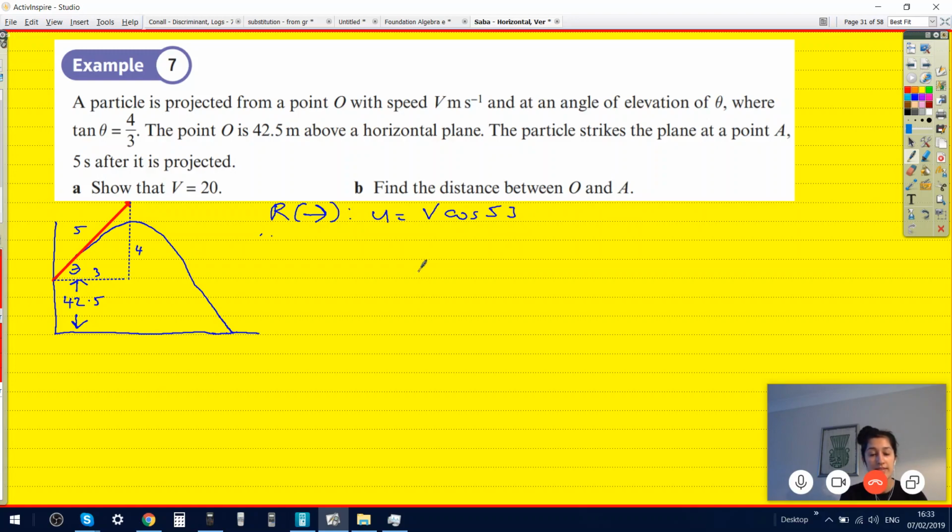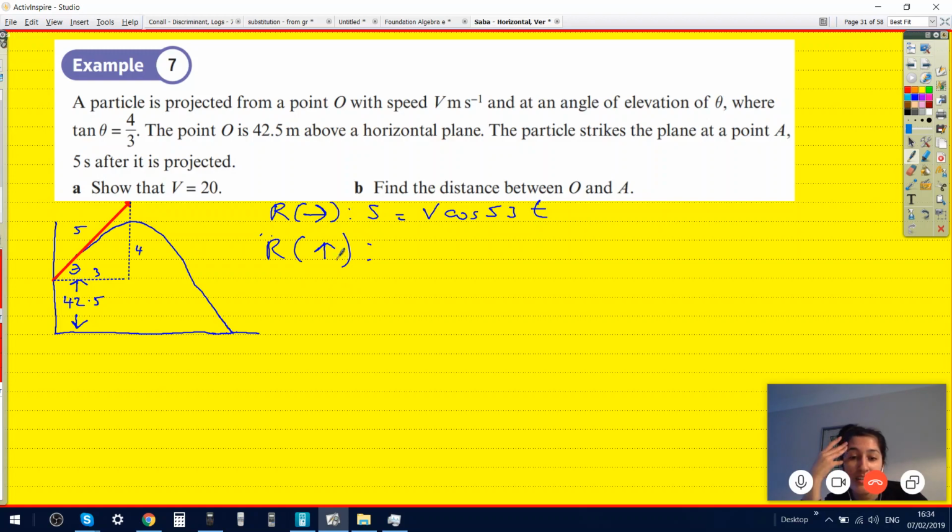And then the range, O to A, would be v cos 53 times t. That's just for part B. And then vertically, you could use the maximum. What is the maximum?